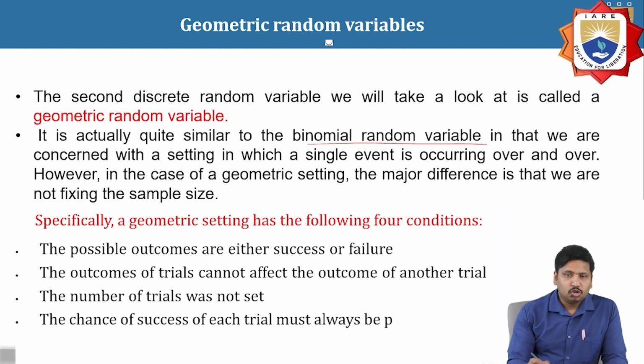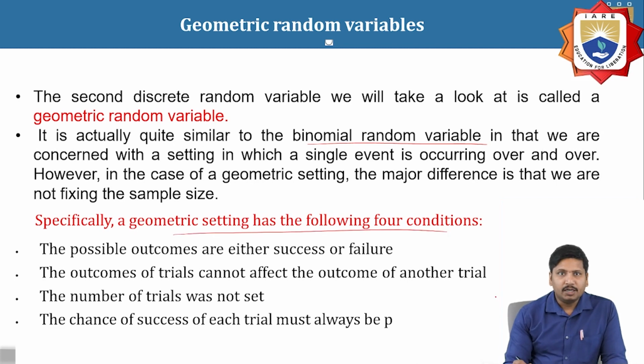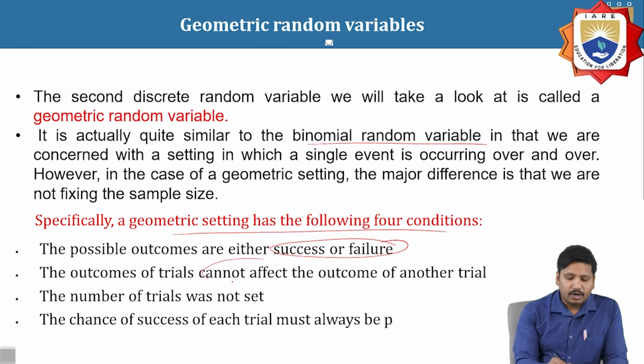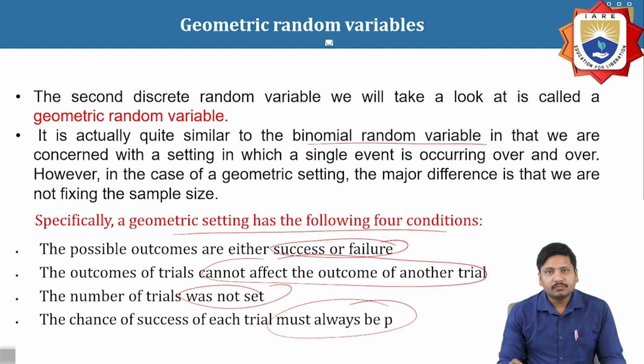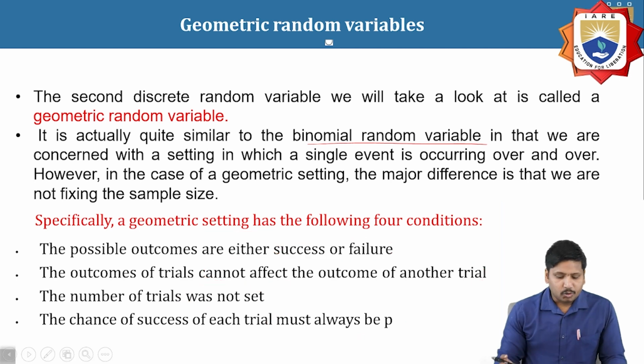So normally this geometric setting is going to have four conditions. The possible outcomes should be either success or failure. An outcome of a trial cannot affect the outcome of another trial. The number of trials is not set, and the chance of success of each trial must always be the same. So these are the conditions that have to be followed for a geometric random variable.